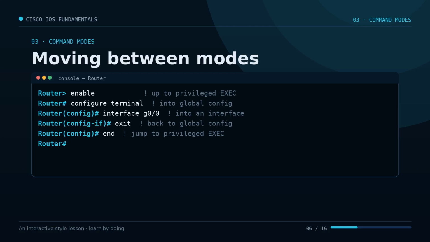Now, two ways back out. The exit command steps you back just one level, from the interface back to global config, but the end command, or Control-Z, jumps you straight back to privileged exec from anywhere in configuration mode. Exit steps back one level and end takes you all the way out.